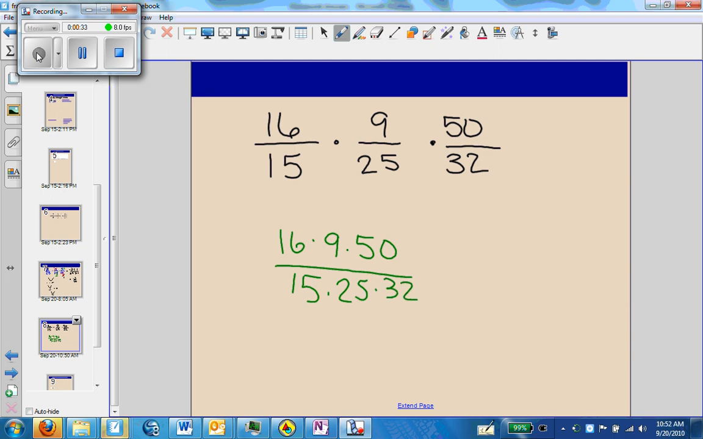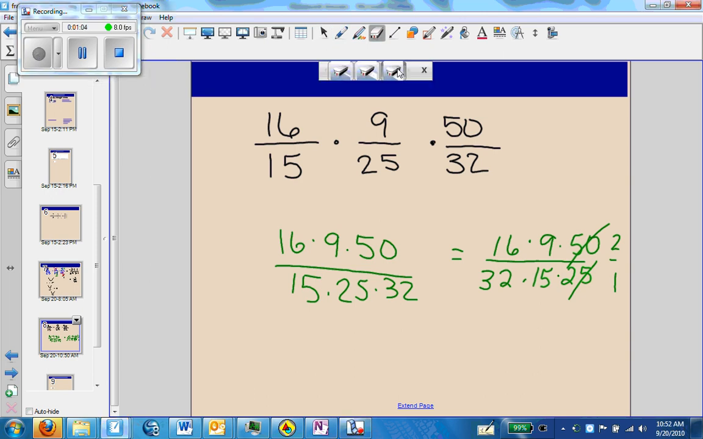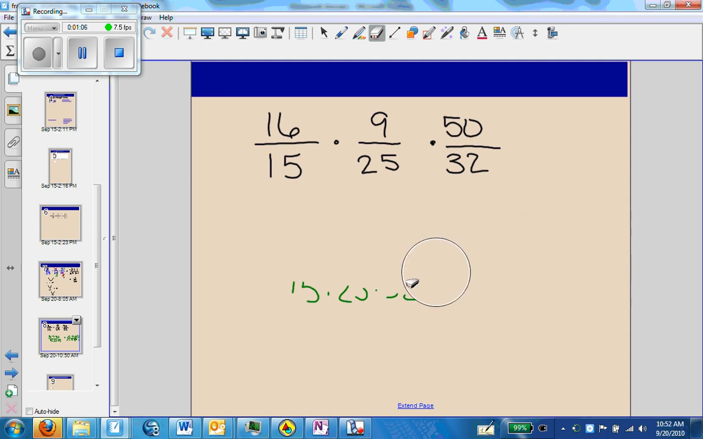And I could switch the orders of those numbers if I wanted to make it easier to cancel. So this is actually the same thing as 16 times 9 times 50 over 32 times 15 times 25. I can move these numbers around however I want, and then I could simplify straight on top of each other if I wanted to. So that is why the cross-canceling can work with any denominator and any numerator.